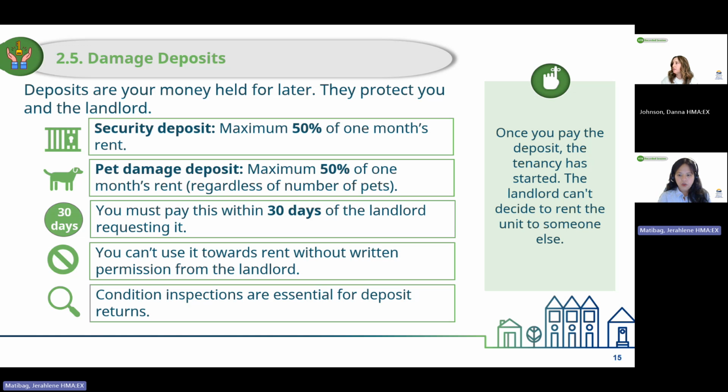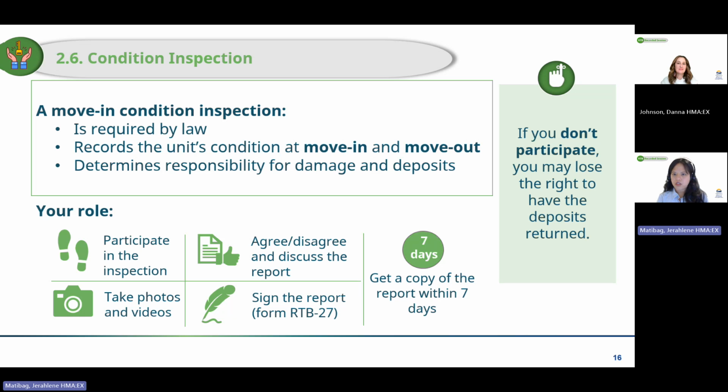So now that we've covered that, we're going to shift a little bit and focus on talking about condition inspection. One of the most important steps when starting a new tenancy is the move-in condition inspection. This inspection and the written report is your protection if there's ever a disagreement about your security or pet deposit at the end of your tenancy. A move-in inspection gives you and the landlord a chance to agree on the condition of the unit on day one. And by documenting everything upfront, you help prevent misunderstandings later and create a clear record of what damage, if any, already existed. So what are your roles?